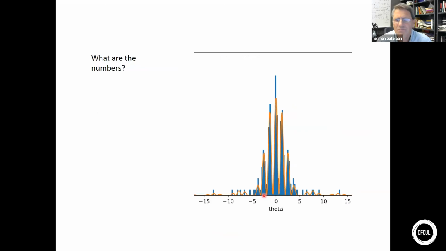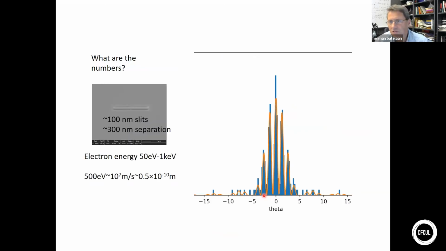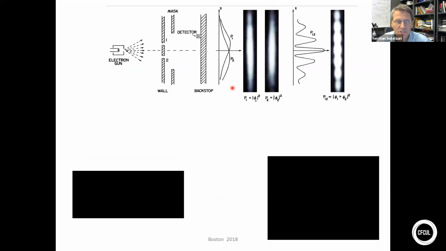So what are the numbers? Since we've of course done the double slit experiment, I won't go into that. We made nanofabricated slits, 300 nanometer separation, and you get stuff, and then you can put a 500 eV electron beam in. You can range the energy if you like, and then you could compare that with what we do in the simulation, and that's what we did.